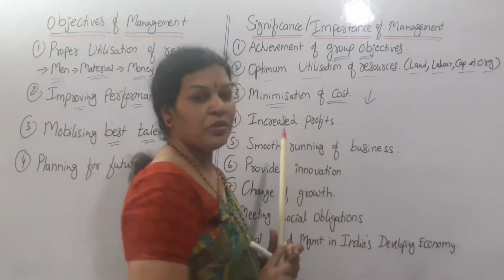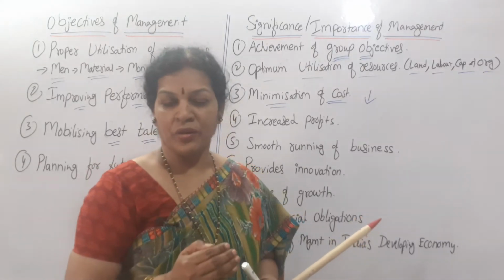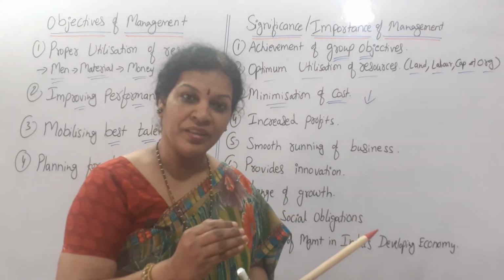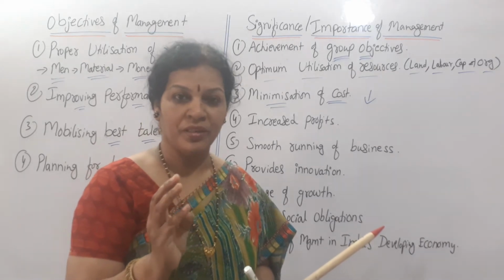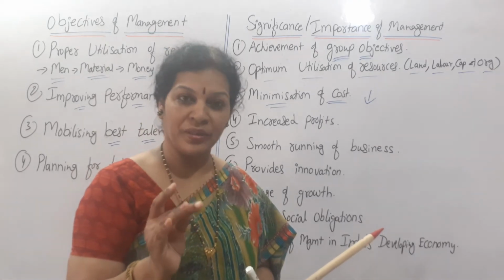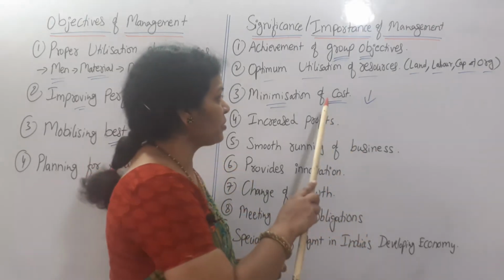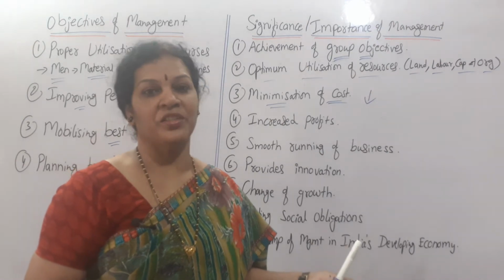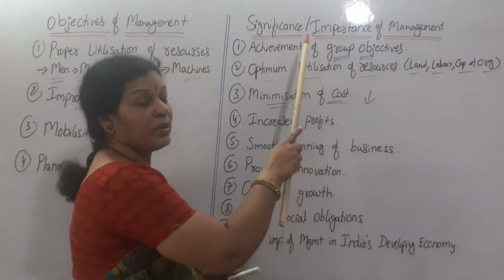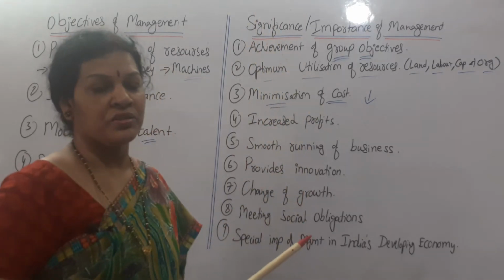How can we decrease the cost? Just now I told you. Decreasing the cost mainly depends on the material cost, labor cost and overheads. If we can control these three, automatically cost will come down. When cost is down, automatically sales will be more. So this is also one of the significances of management, that is minimization of the cost.